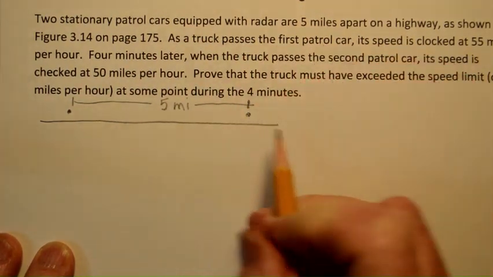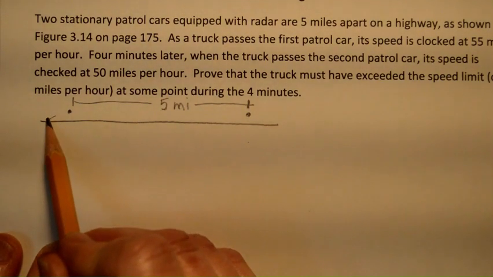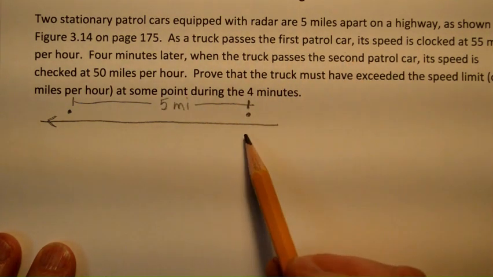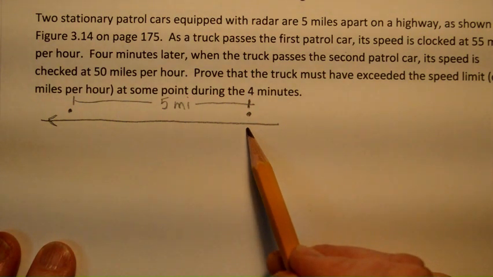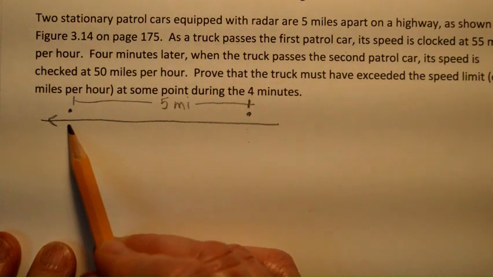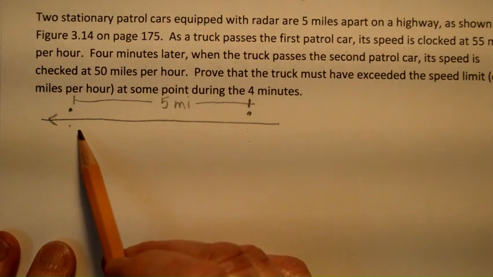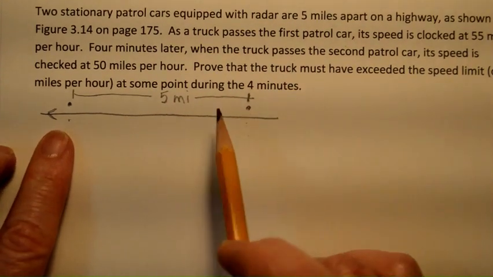All right. So a truck passes the first patrol car. We're assuming that they're heading in this direction right here. As the truck passes the first patrol car, its speed is clocked at 55 miles an hour. And then 4 minutes later, the truck passes the second patrol car and its speed is clocked at 50 miles an hour. So it looks like it's actually slowed down.